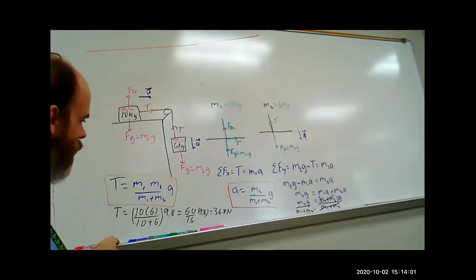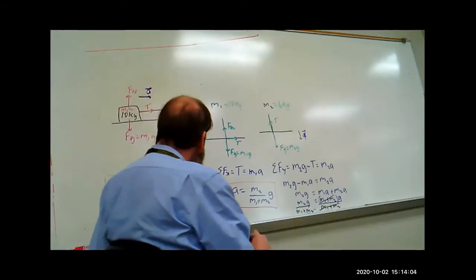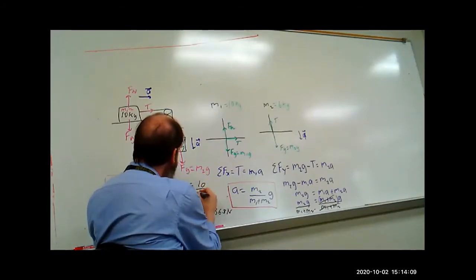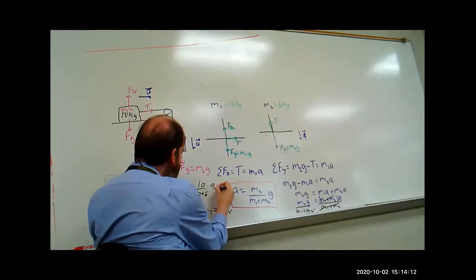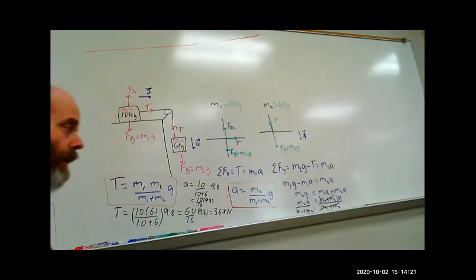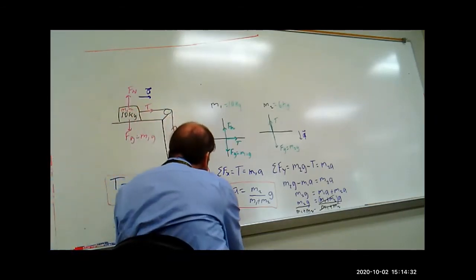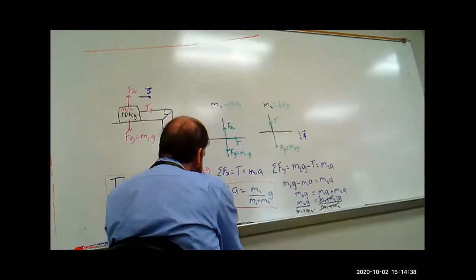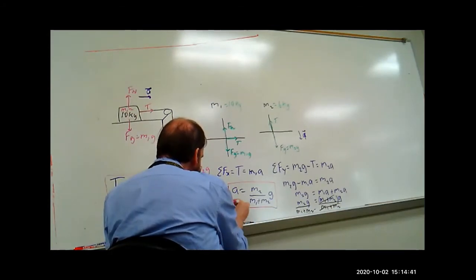Now let's find the acceleration. We'll put in the numbers. So acceleration equals 10 over 10 plus 6 times 9.8, which is 10 over 16 times 9.8. What does that give us? 6.1 meters per second squared. Okay, so those are the two things which we wanted to find.